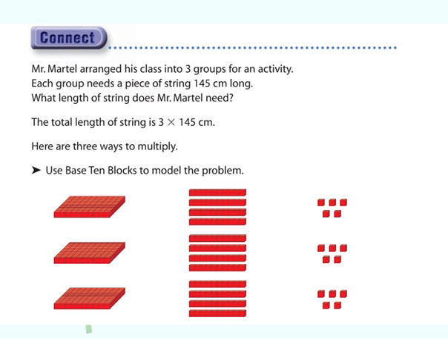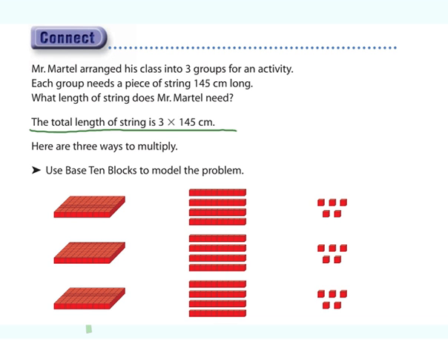So let's do some more examples. It says Mr. Martell arranged his class into 3 groups for an activity. Each group needed a piece of string 145 centimeters long. What length of string does Mr. Martell need? So what he's trying to figure out, the total length of the string, is 3 times 145.